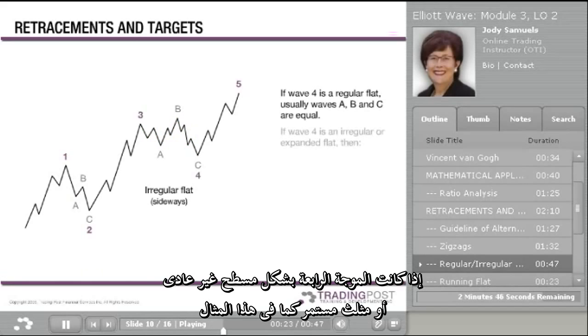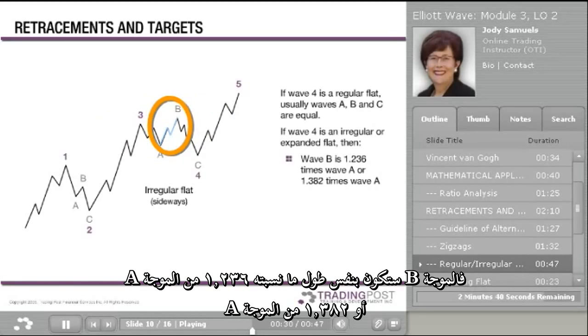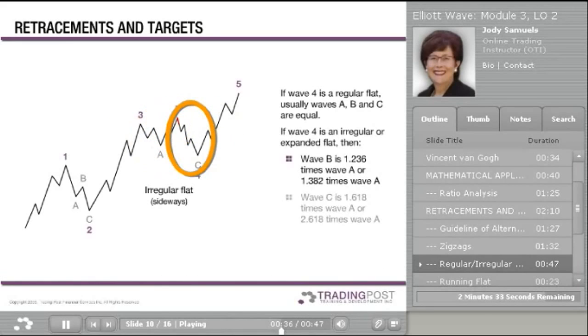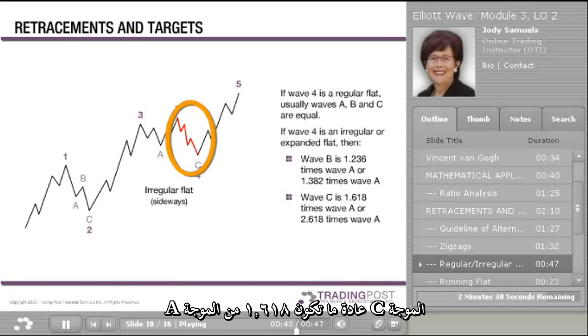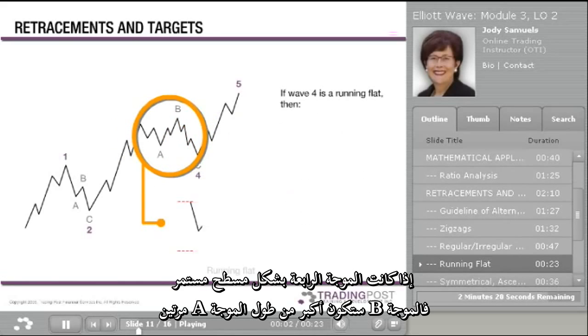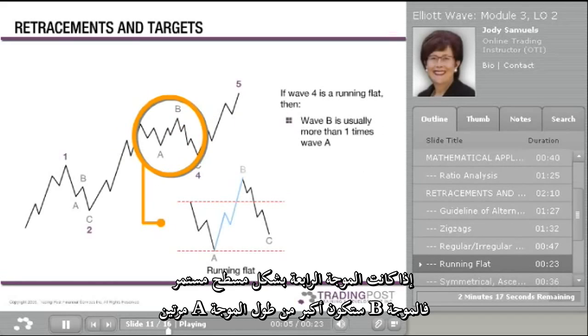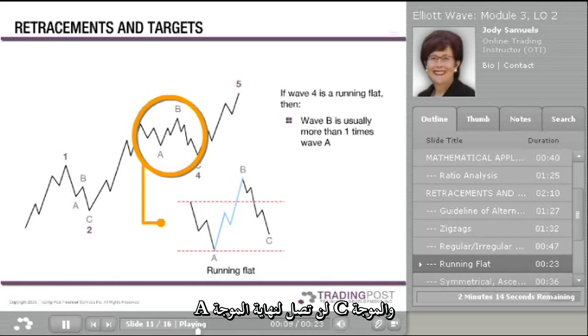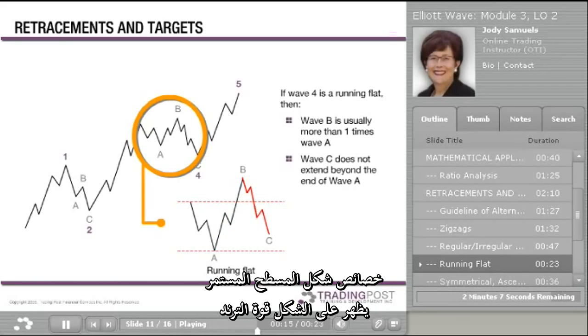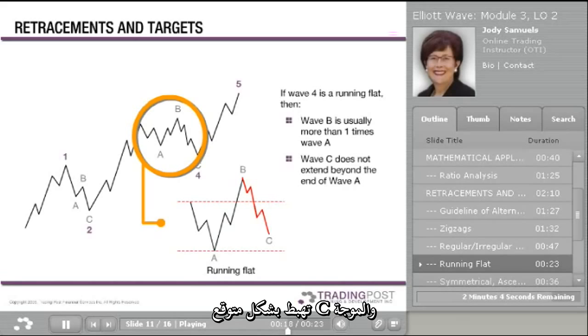If wave 4 is an irregular or expanded flat, as in this example, then wave B is usually 1.236 times wave A, or 1.382 times wave A. Wave C is usually 1.618 times wave A, or 2.618 times wave A. If wave 4 is a running flat, then wave B is usually more than 1 times wave A, and wave C does not extend beyond the end of wave A. The characteristic of a running flat is that the trend is very strong and wave C falls short of the typical move one can expect.